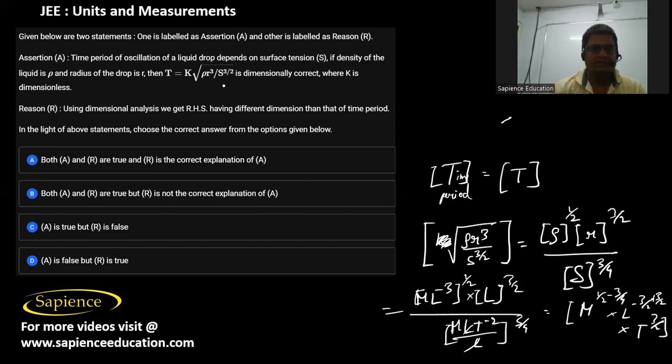It means that this K should not be dimensionless, since M power minus 1 by 4 is also coming, and T power 3 by 2 is coming. So the right hand side is not coming with the dimension of time period. So R is true, and A is false since K should not be dimensionless. So A is false, but R is true. So option D is the correct answer.